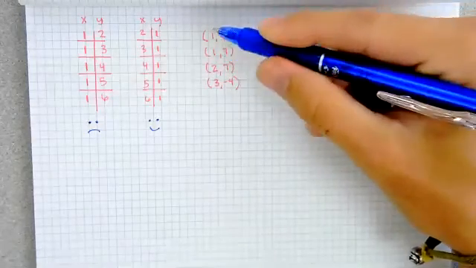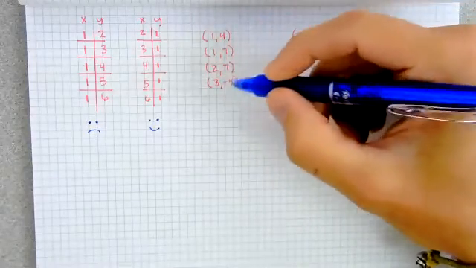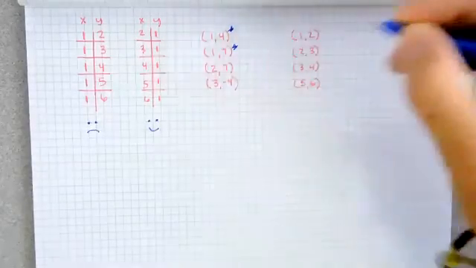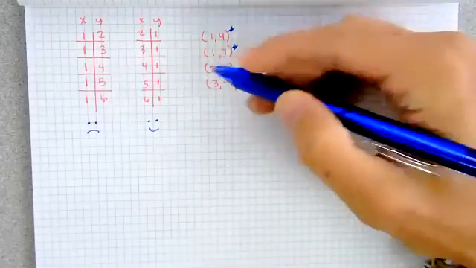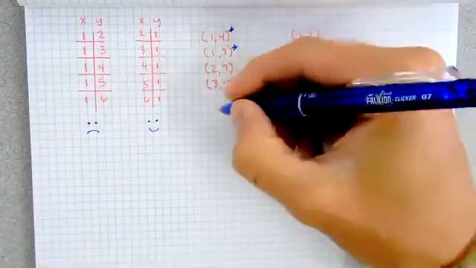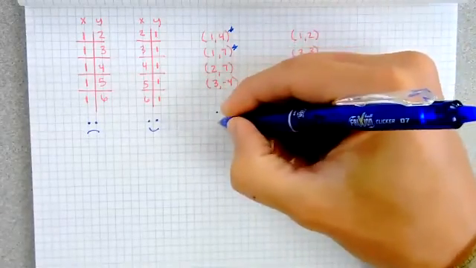Okay, the third one, 1, 4, 1, 7, 2, 7, 3, negative 4. So on these two, we have the same input of 1, and it's giving us two different outputs, 4 and 7. It's not good.